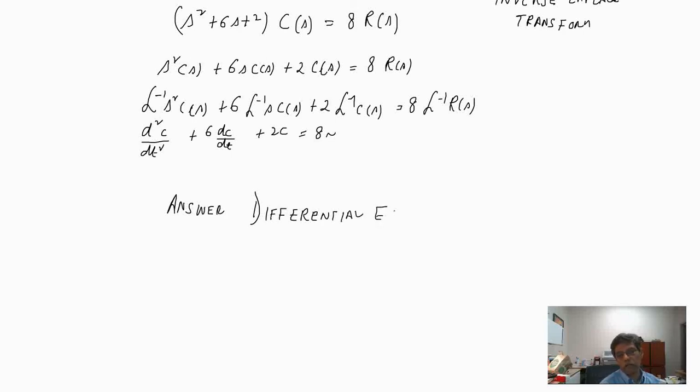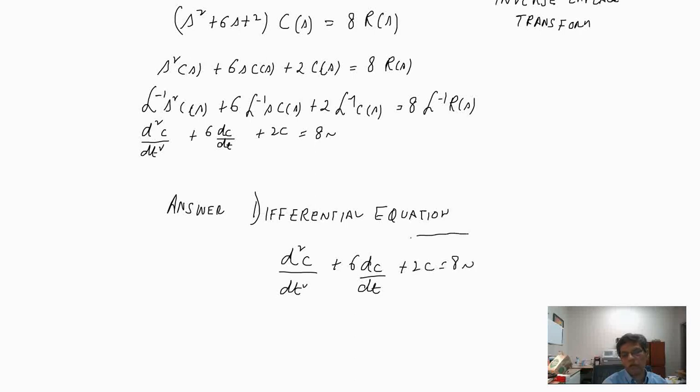Differential equation. Remember, we're not solving any differential equations. We are usually converting time to frequency. In this case, we are getting the frequency back to the time domain, and hence our answer is going to be d squared c over dt squared, the second derivative, plus 6 dc over dt plus 2c is equal to 8r, and that is the solution to your homework problem 2.